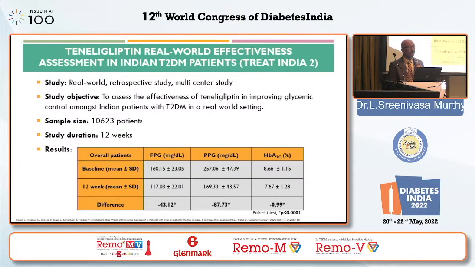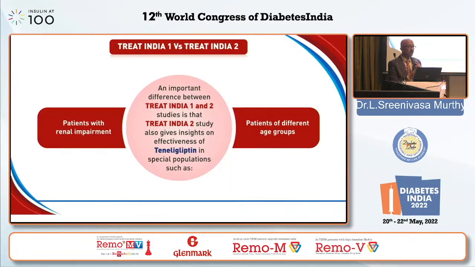So we know teneligliptin so far. There is a lot of real world evidence about the effectiveness of gliptins in Indians. We all know that. They perform better in the Indian context. And this is one of the real world retrospective studies, which is multi-center and 12 weeks, and you can see the results very clearly. There are two studies called Treat India 1 and 2, and both of them have given us insights about the effectiveness of teneligliptin in patients with renal impairment and also patients in different age groups, including above 65 years. There is clear-cut evidence in these two trials, which are again Indian trials.